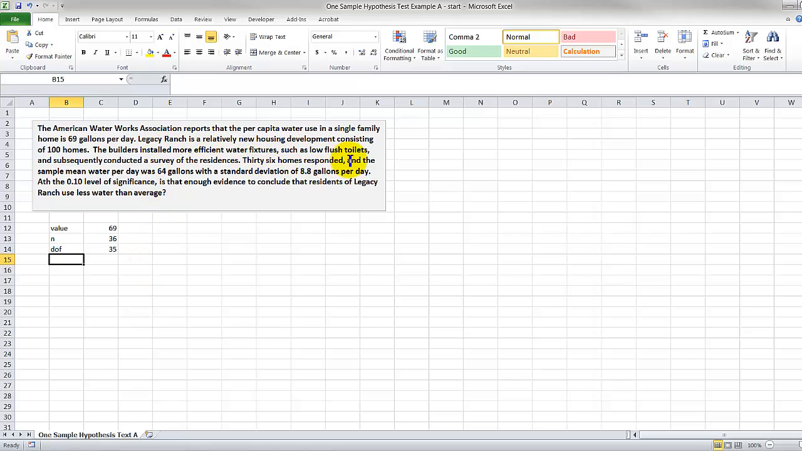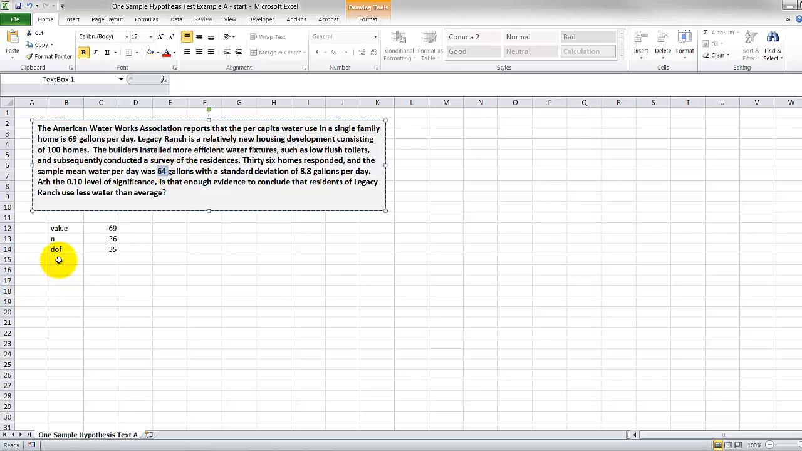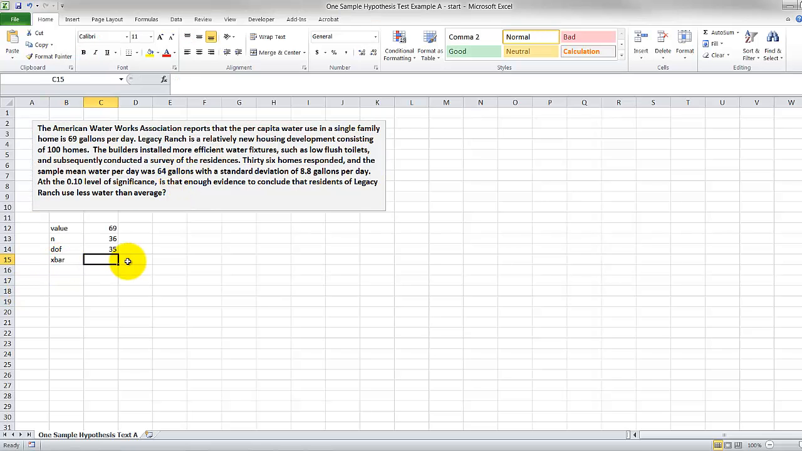Okay, so let's read on. 36 homes responded, and the sample mean water per day was 64 gallons. So let's document this as X bar. X bar was 64. And a standard deviation, we can write S, or STD, for sample standard deviation, of 8.8 gallons. And alpha is going to be 10%, 0.10. Okay, so that's about everything we know in the problem so far.